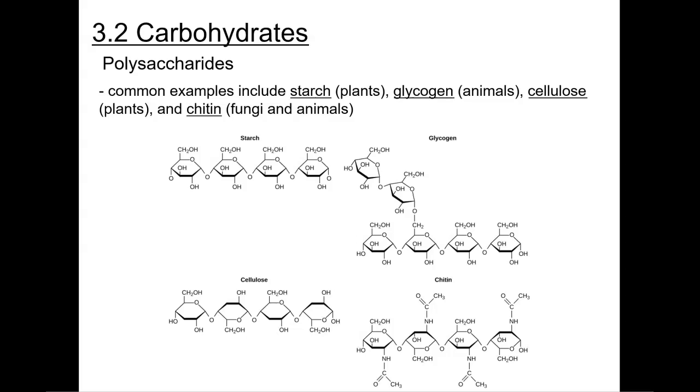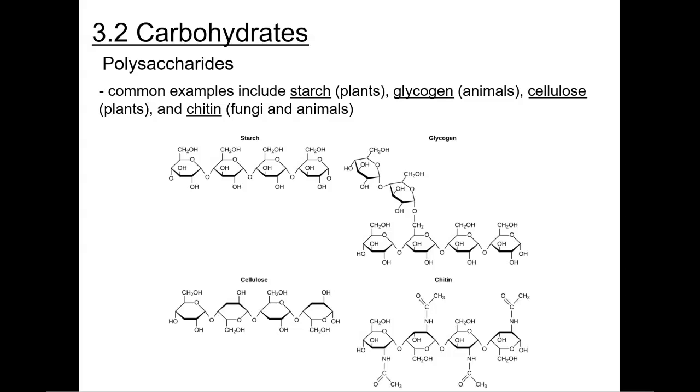Common examples of these are going to be starches in plants. Plants store sugar as starch. Like I said, animals store sugar in an animal starch form, and that, remember, was glycogen. You can have glycogen, like we said, in animals, and cellulose in plants.